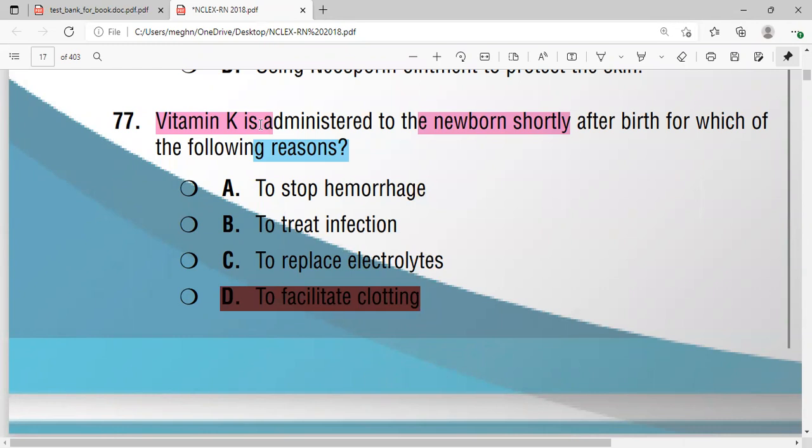Vitamin K is given after delivery because the newborn's intestinal tract is sterile and lacks the vitamin K needed for blood clotting. So answer A is incorrect because vitamin K is not directly given to stop the hemorrhage. Answers B and C are incorrect because vitamin K does not prevent infection or replace electrolytes. It is vitamin K that facilitates the clotting.